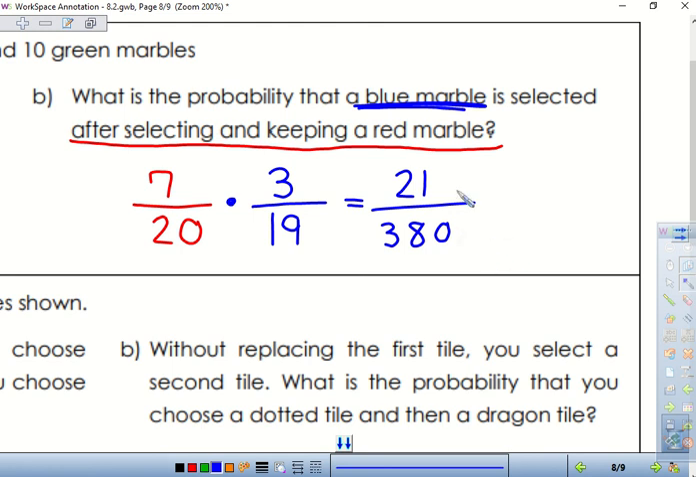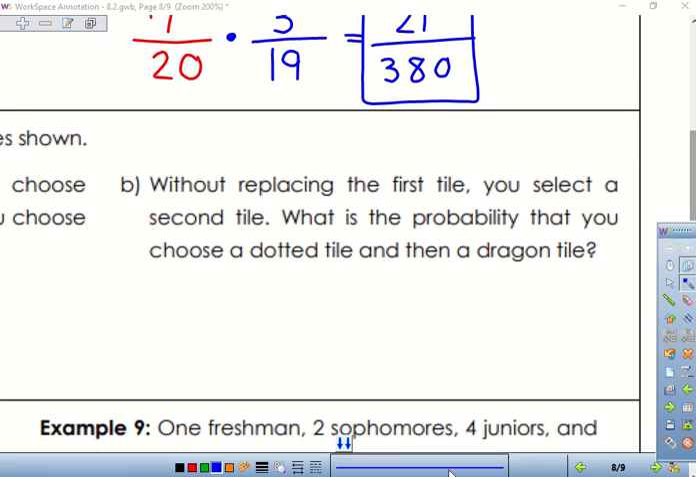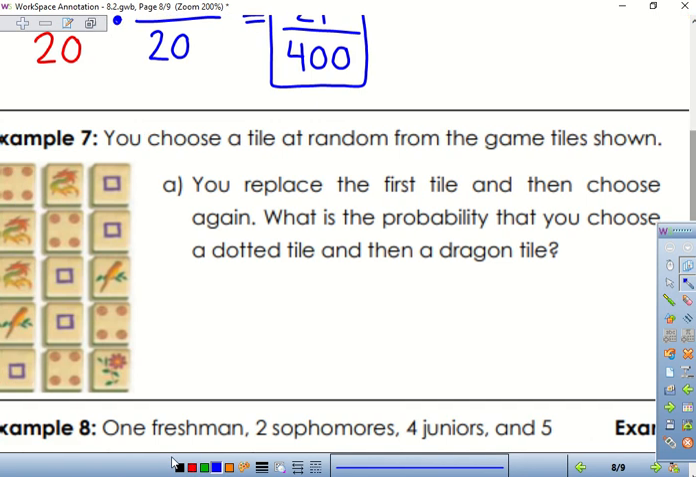I think, yeah. So, do you have better odds if you take and keep or replace? Right, you have better odds. So, that's why they usually don't let you do that, because that increases your odds. So now we're going to do the next one.